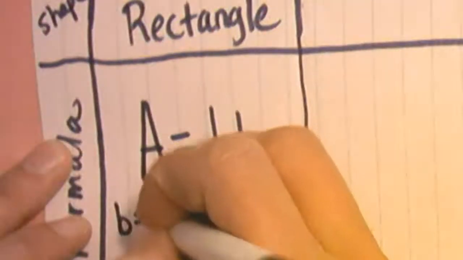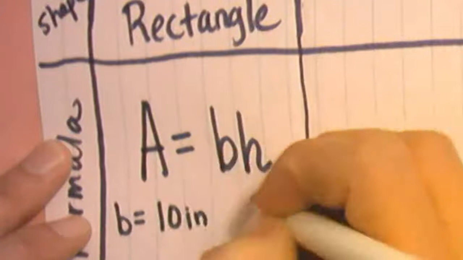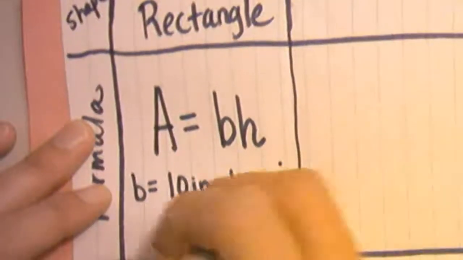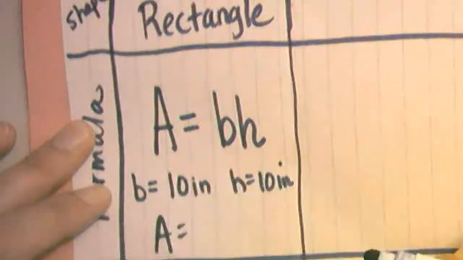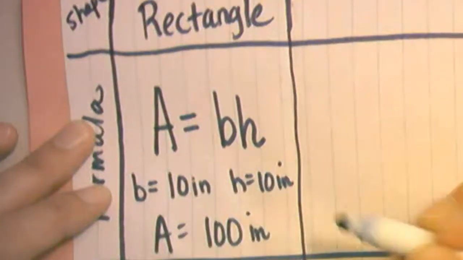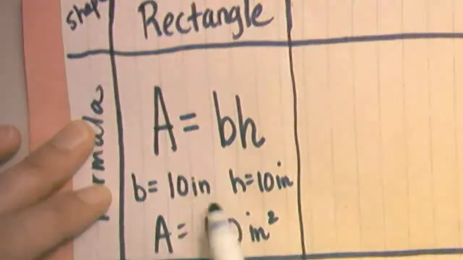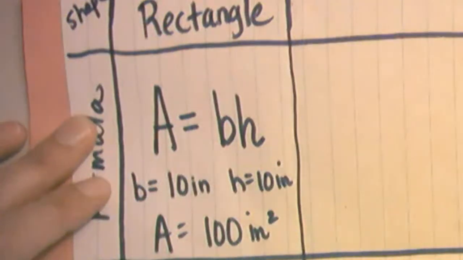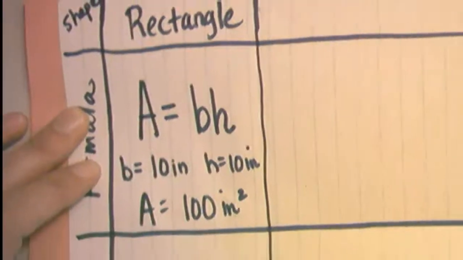So if I say the base is 10 inches, and the height is 10 inches, what's the area? 100 what? 100 inches squared. Just like x times x makes x squared, inches times inches makes inches squared. The squared shows that we're now, instead of only in 1 dimension, we're in 2 dimensions.